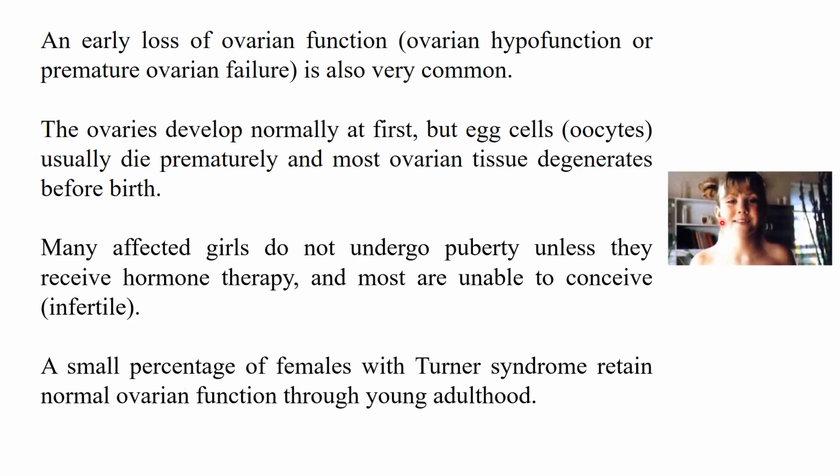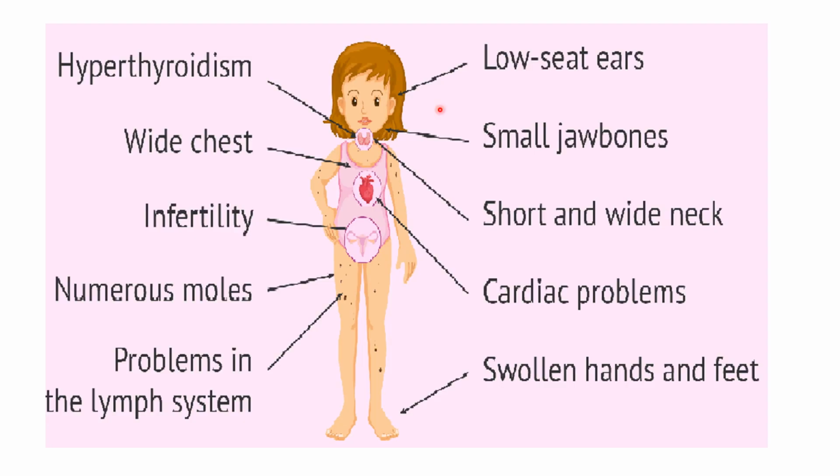A lady having Turner syndrome has a webbed neck and all the other characters of Turner syndrome: low set ears, small jaw bones, hypothyroidism, a wide chest, a short and wide neck, cardiac problems, swollen hands and feet, problems in the lymph nodes, and numerous moles. Infertility is the most important character unless hormone therapy is given. These are the different characters shown by a patient having Turner syndrome.